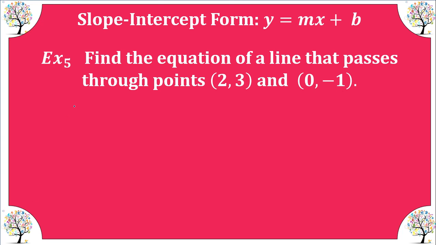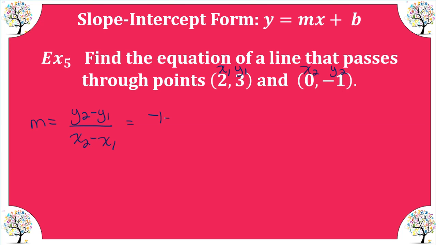In this example, we don't know the slope, but we do have 2 points, so we can find the slope using the slope formula. So let's recall the slope formula. Y2 minus y1 over x2 minus x1. Let's go ahead and label these values. This is our first coordinate that's given to us. This is our second coordinate. And now let's plug in.